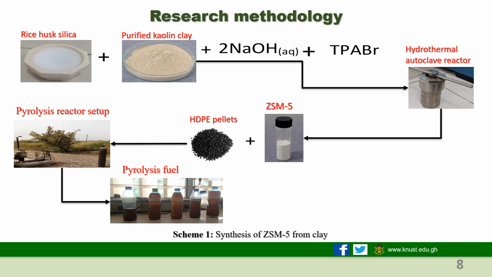Research methodology. Rice husk was obtained from a farm. It was purified by acid leaching to remove metallic impurities and calcination to remove organic impurities. The silica in the rice husk was extracted using sodium hydroxide solution and precipitated using hydrochloric acid. The white silica precipitate was washed, dried and pulverized.